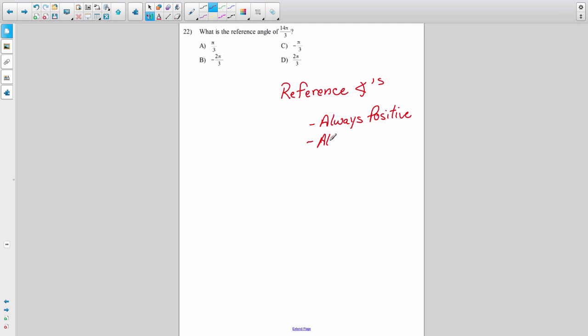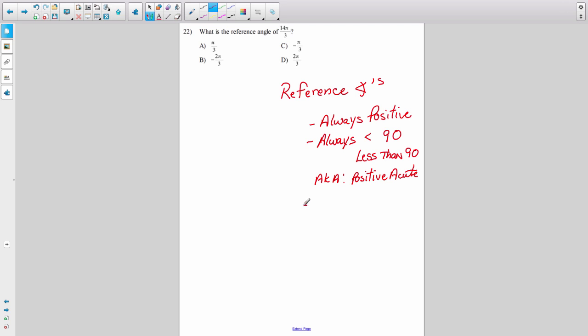And always less than 90. And for those of you who are bad with symbols, let me just write this. Less than 90. Otherwise known as positive acute. Okay, we just said the same thing in like 3 different ways. Just please, it's always positive. It's always less than 90.